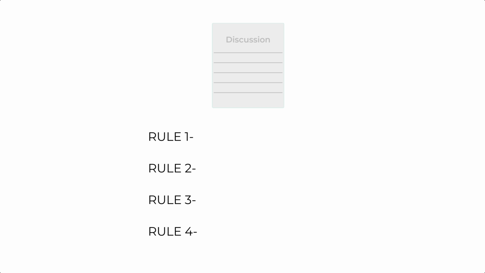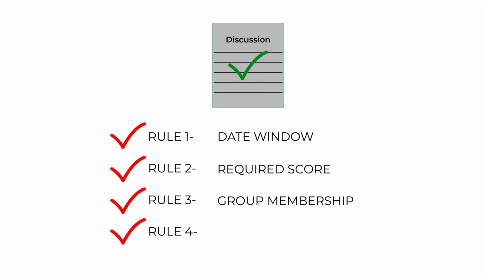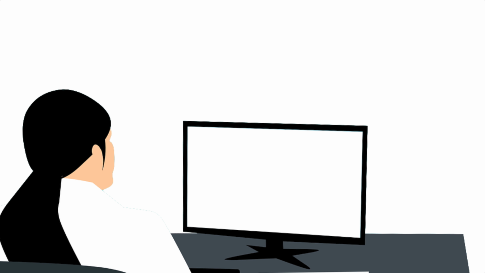Conditional release applies rules to course items. When the rule is met, the item becomes available. You can build criteria such as a date window, a required score, a group membership, or completion of a prior activity. The first step you take is the most important. Take a moment to plan what your rule will be.